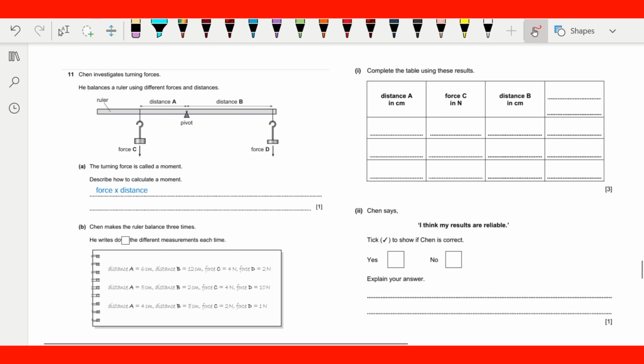Okay guys, now 11B. Chan makes the ruler balance 3 times. He writes down the different measurements each time. Distance A, 6, B, 12, force C, 4 Newtons, force D, 2 Newtons. Distance A, 5 cm, B, 2 cm, force C, 4 Newtons, and force D, 10 Newtons. Distance A, 4 cm, distance B, 8 cm, force C is 2 Newtons, and force D is 1 Newton. Part 1, complete the table using these results.